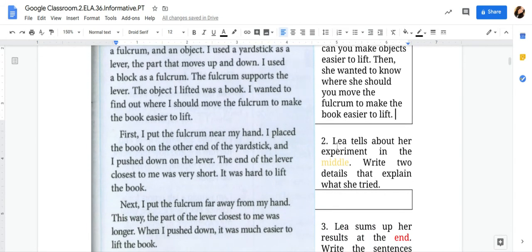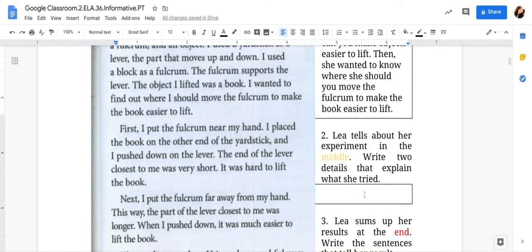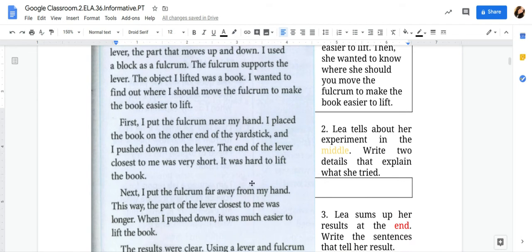Next, Leah tells about her experiment in the middle. Write two details that explain what she tried. So go ahead and look in the middle. So first and next, tell me or write it in here. What two details did you find? And go.